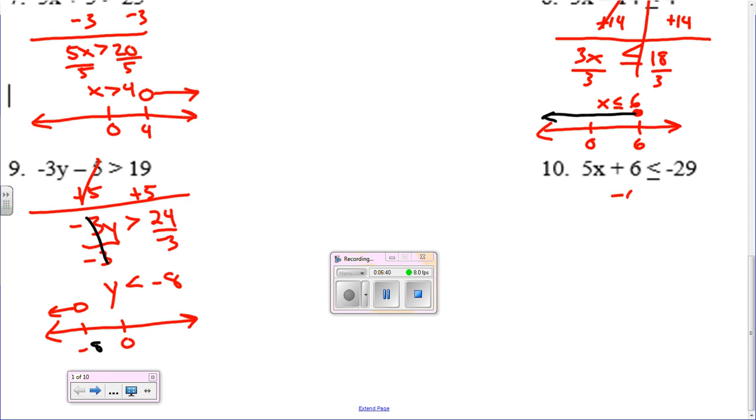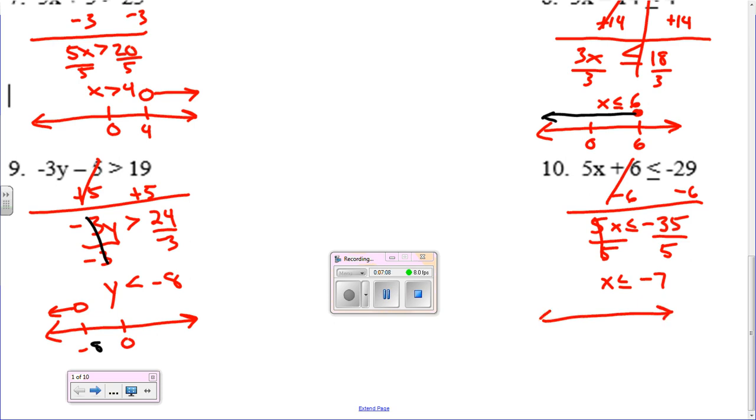Number 10, subtract 6. 5x is less than or equal to negative 35. Divide by 5. Now you're dividing by 5, but you're only dividing by a positive. So it's going to be x is less than or equal to negative 7. Your sign does not change. 0, negative 7, closed circle, because it's an equal sign, and it's less than.